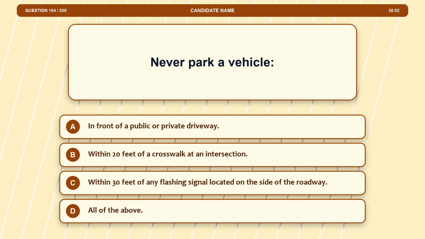Question 164. Never park a vehicle: Option A, in front of a public or private driveway. Option B, within 20 feet of a crosswalk at an intersection. Option C, within 30 feet of any flashing signal located on the side of the roadway. Option D, all of the above.